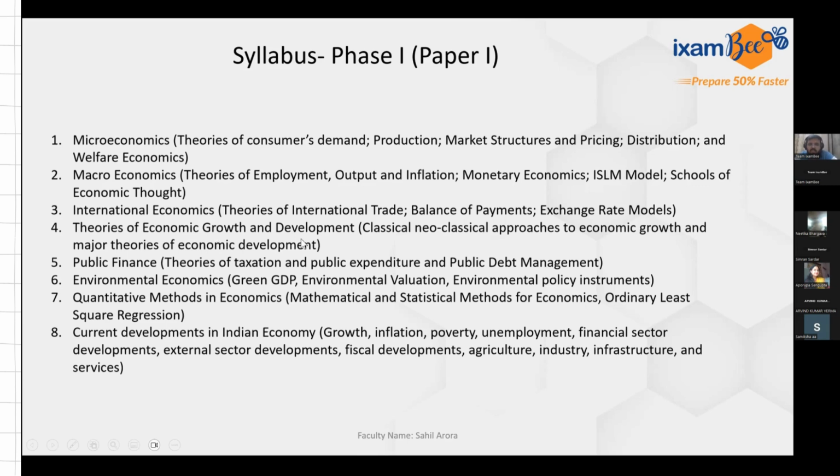Coming to theories of economic growth and development, I always say that please do prepare the Solow model. It is the favorite topic of RBI, right? So do prepare the Solow model, right? And you can also check the Harrod-Domar unit. In the case of Harrod-Domar, there is one equation that you need to remember. That's all. But please do rigorous preparation with respect to the Solow model, right?